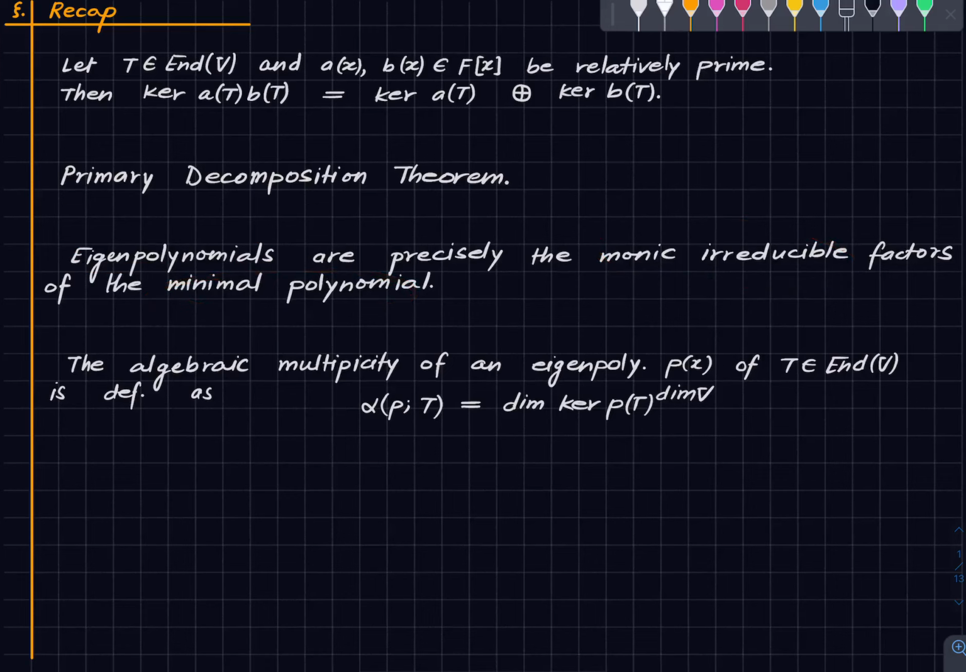Finally, we defined the algebraic multiplicity of an eigenpolynomial p(x) of an endomorphism T in some way, but it was essentially this equation. So either you define it this way or you define it the way we defined it, it's not much different. Anyway, we just need to know that the algebraic multiplicity of an eigenpolynomial is given by this expression.